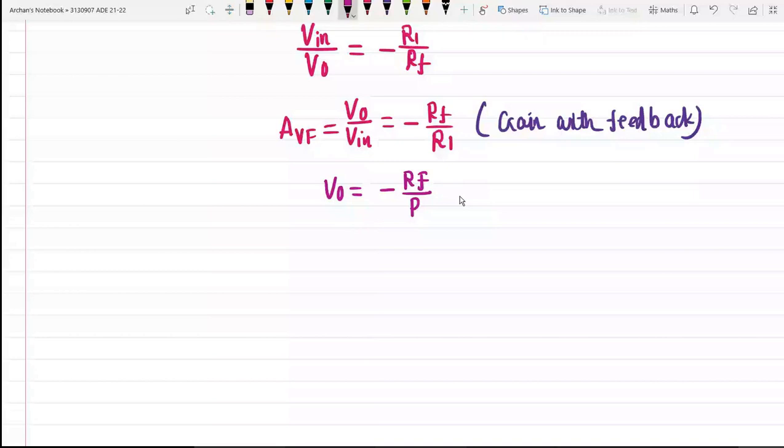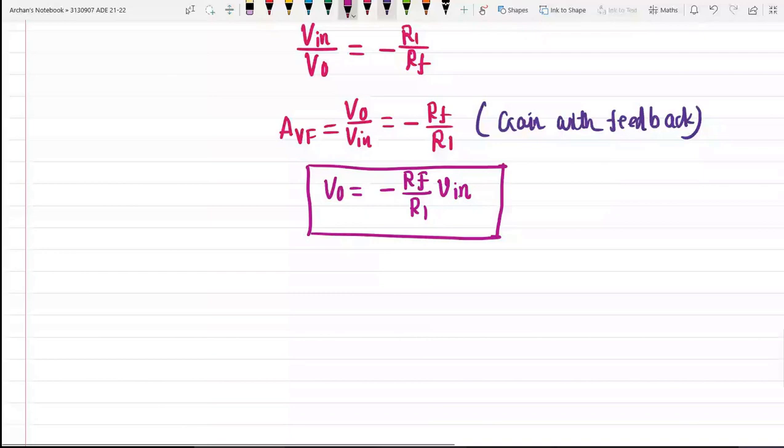So my output voltage gets amplified by this ratio RF by R1, and this is nothing but the gain of the amplifier. Suppose I am taking RF equal to 10 kilo ohm and R1 equal to 1 kilo ohm, then what is the gain? Gain will be equal to 10. So my output voltage will be 10 times the input voltage Vin, but the direction is opposite.